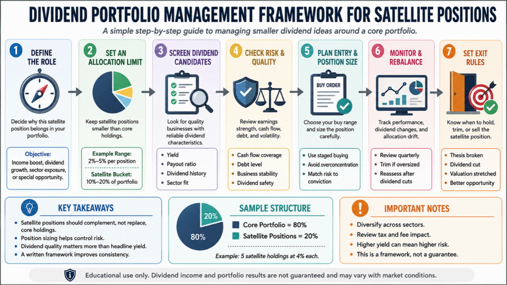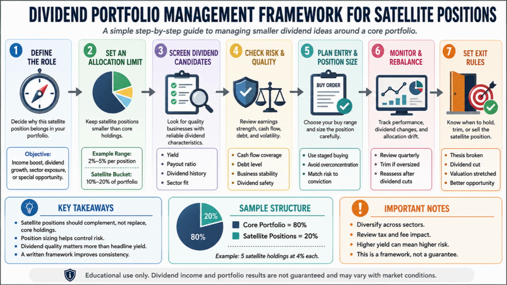Then, you check risk and quality. This step helps separate strong dividend opportunities from weak ones. Review earning strength, cash flow, debt levels, business stability, and dividend safety. A company with weak cash flow or too much debt may struggle to maintain dividends, even if the yield looks attractive at first.